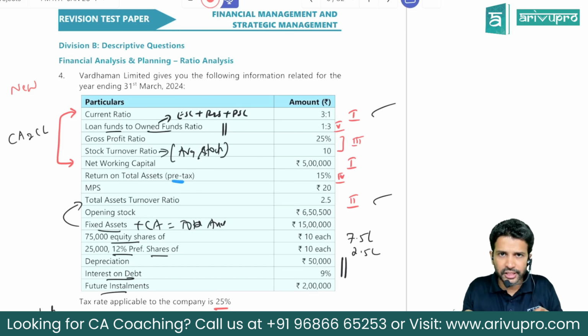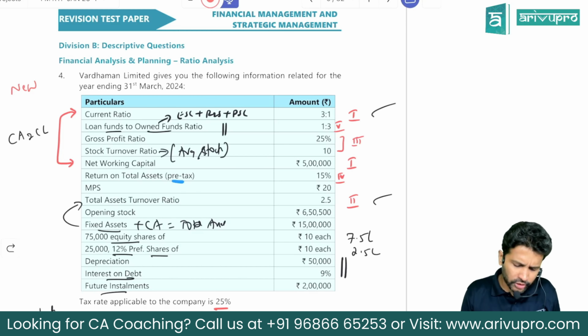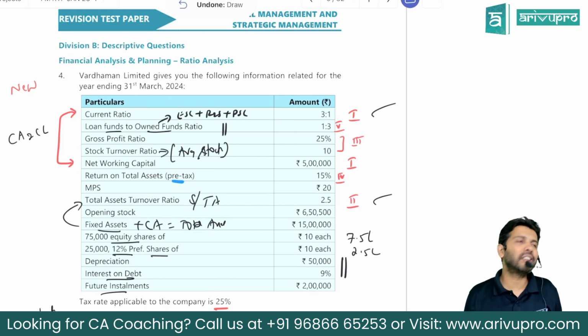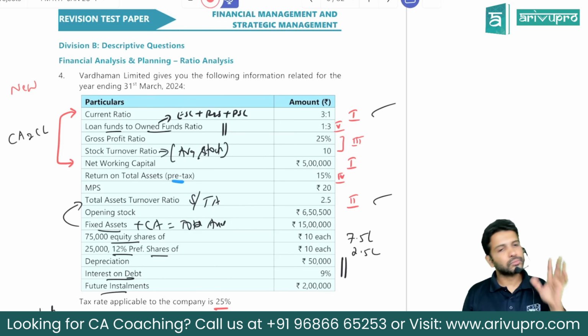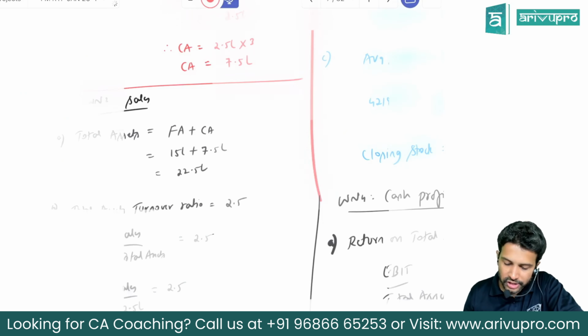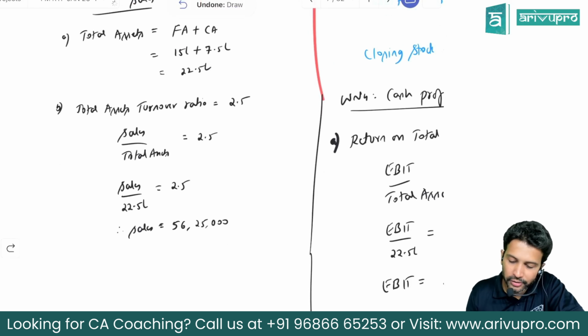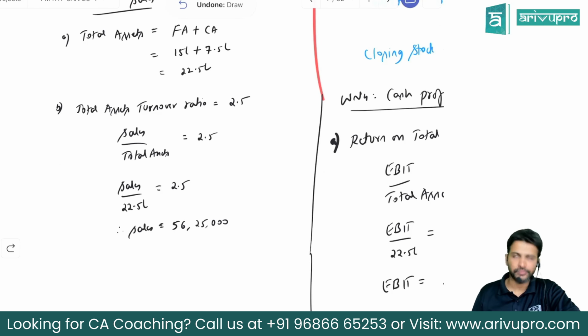Here, can we find average assets? No. So what is the formula here, sir? Sales divided by TA, TA as in total assets. Total assets we already know, 22.5. Total asset turnover ratio is 2.5. By using this, we'll get sales to be how much? 56 lakh 25,000 by cross multiplying.